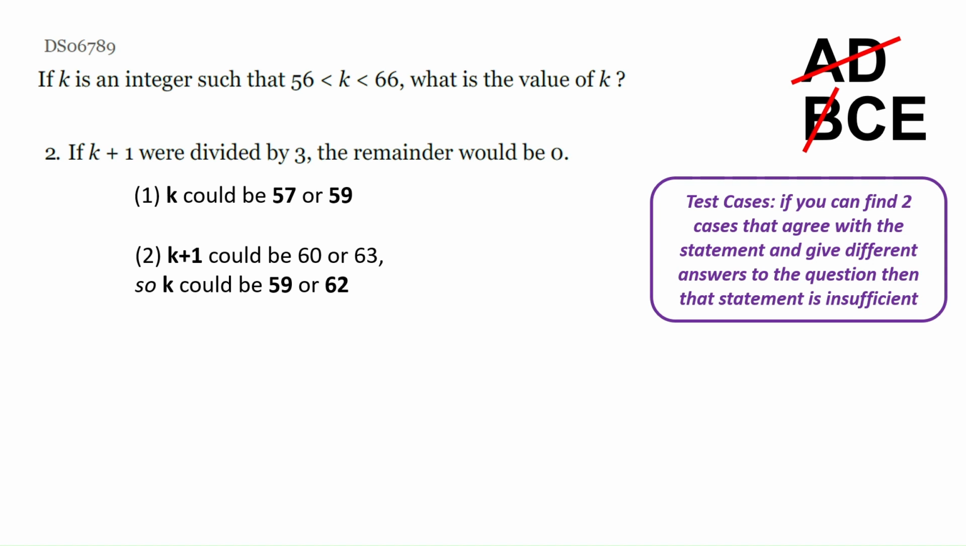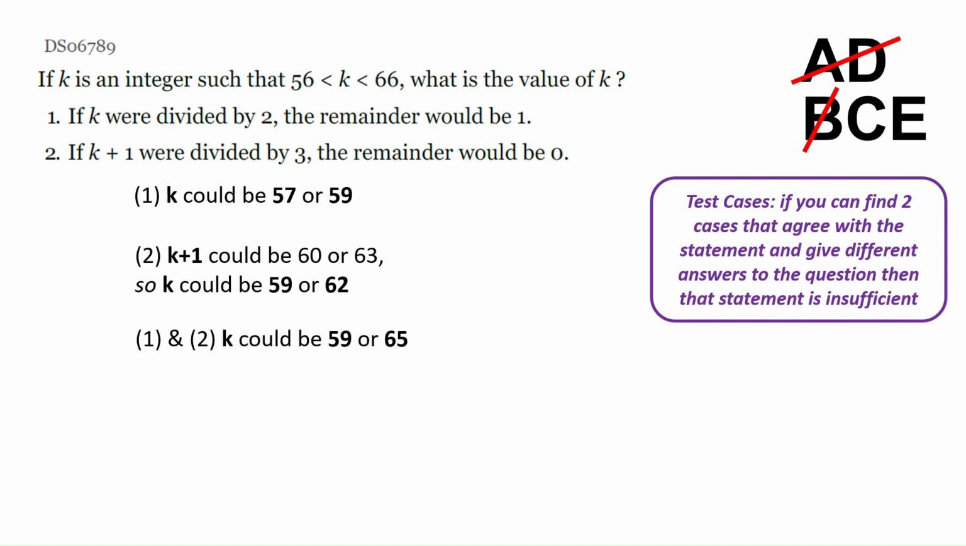Looking at the two statements together, we're looking for examples that agree with all the data. And we've got one already. That's 59. If we look hard, we'll be able to find another. 65. Let's check it. It's an odd number. It's between 56 and 66. And if I add 1, then I'll get a multiple of 3. So k could be 59 or it could be 65. This proves that the statements together are not sufficient and the answer to this problem is E.